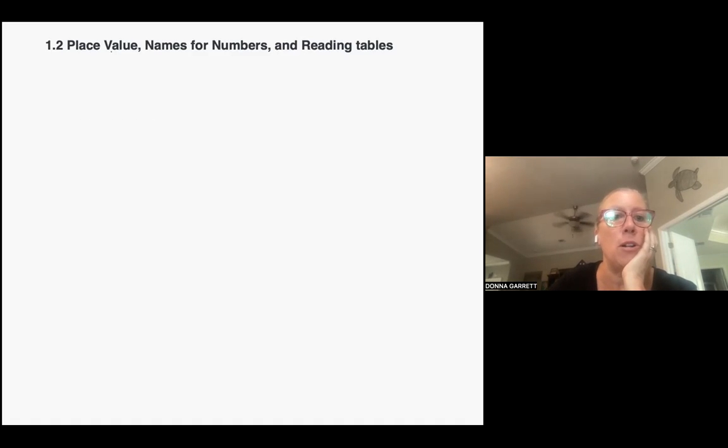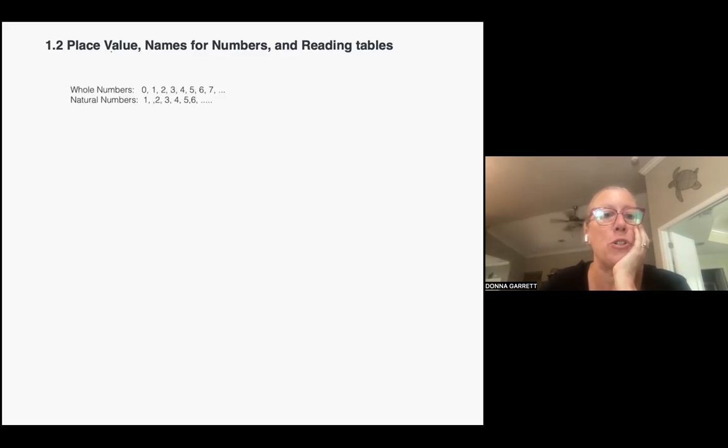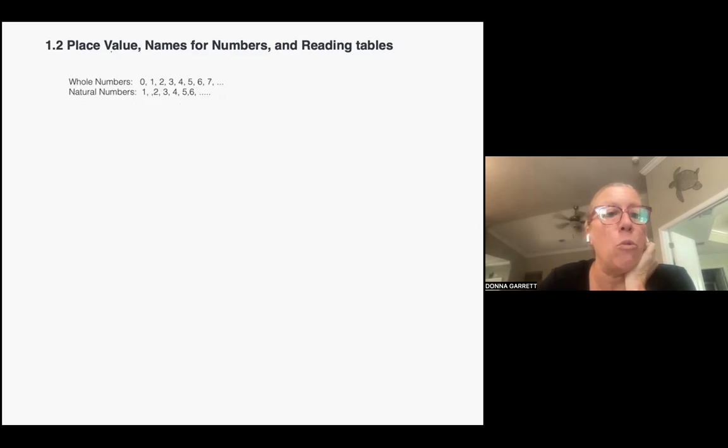Okay, so we're going to talk about 1.2 is where we're going to start. Place value, names for numbers, and reading tables. So first thing we need to remember or review is what is a whole number and what is a natural number. So a whole number includes the zero. So 0, 1, 2, 3, 4, 5, 6, 7. Those dots, there should be 3 of them. I got more in the second one, but they mean that it goes on forever. Natural numbers do not include 0.